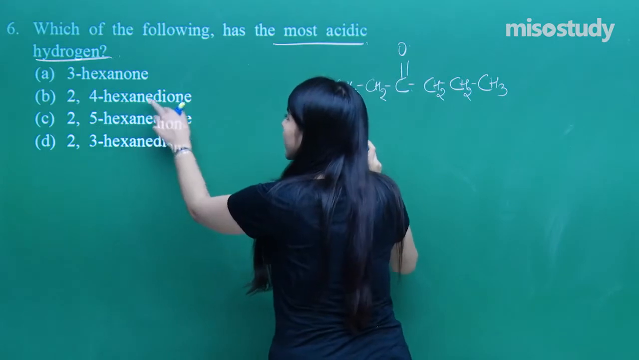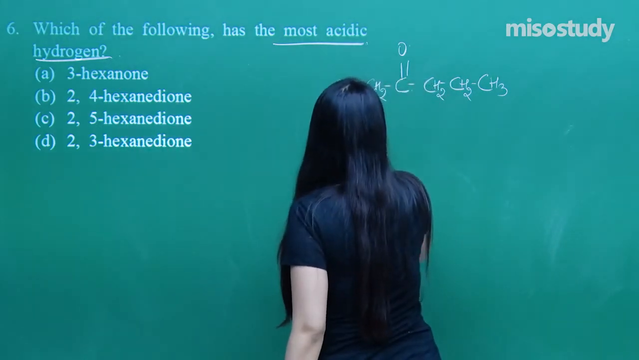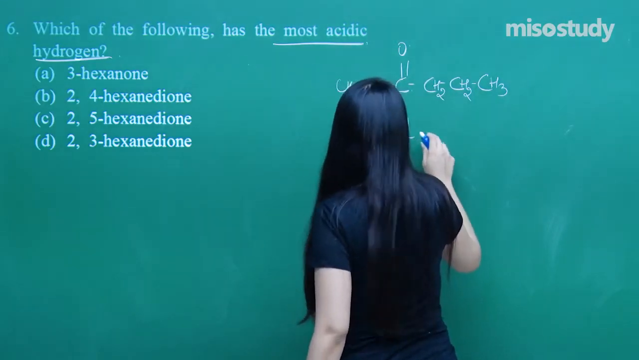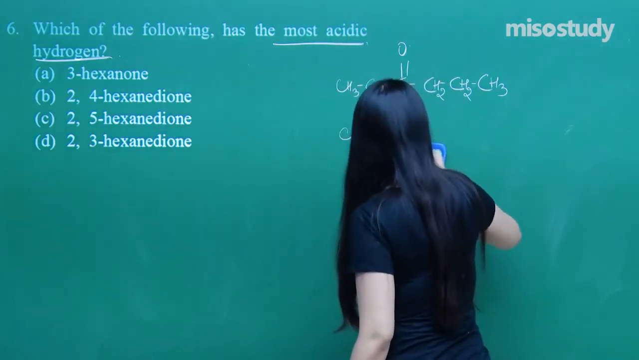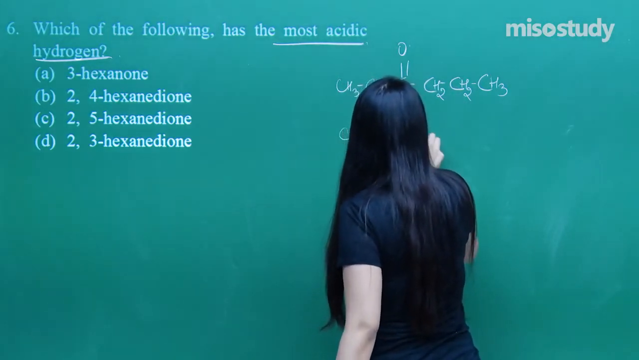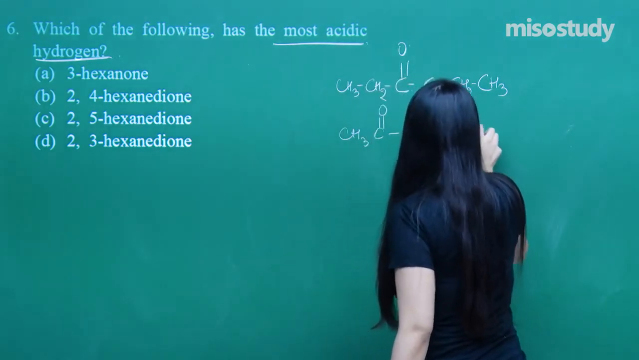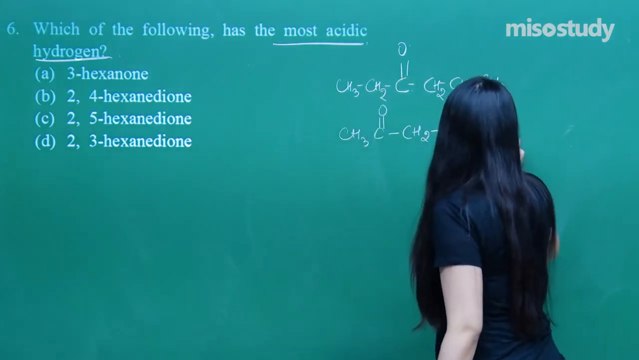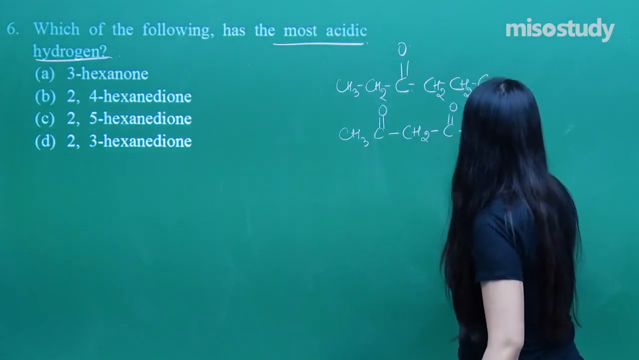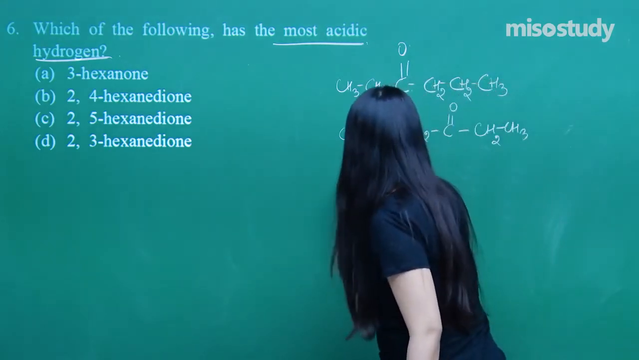I've got 2,4-hexanedione. So just draw with me simultaneously. I've got 1, 2, 2, 4. So I need to have the carbonyl on the second carbon, then 3 and 4, and again I need to make up 6: 1, 2, 3, 4, 5, 6. That's right. Let's move on to the next one.